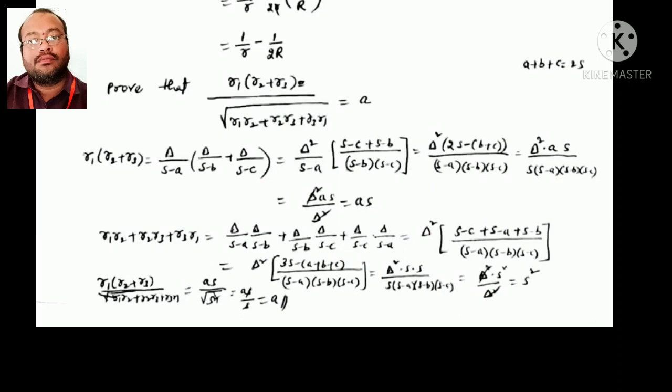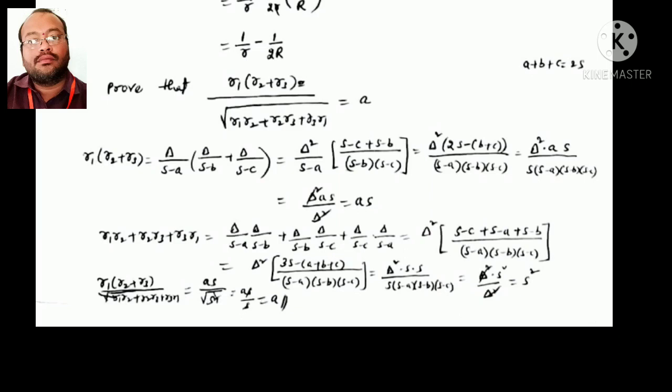In the next question, prove that root of r1 r2 r3 into (r1 r2 plus r3) by root of r1 r2 plus r2 r3 plus r3 r1 is equal to small a. First, take the numerator part, r1 into r2 plus r3. r1 is nothing but delta by s minus a, and r2 is nothing but delta by s minus b, and r3 is nothing but delta by s minus c.